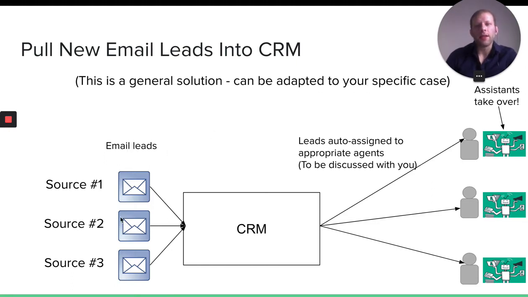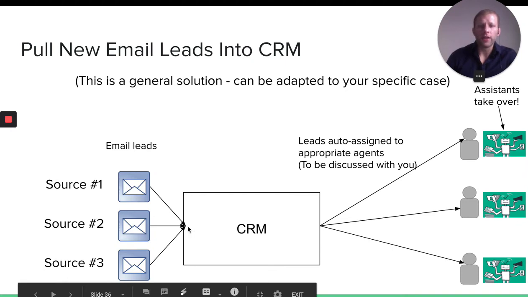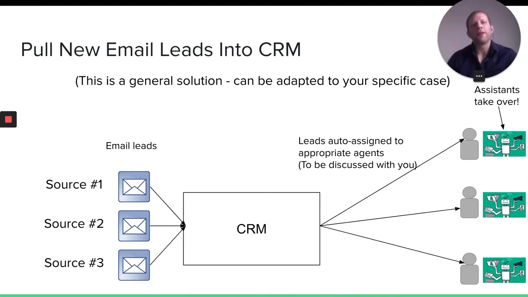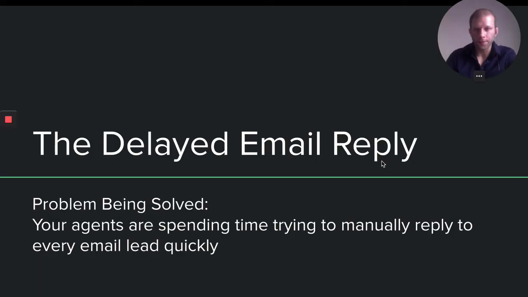So you have email leads coming in. They would go into the CRM directly, and then the leads would get auto-assigned to the appropriate agents, to be discussed with you, who you'd want them assigned to. And then, of course, the assistant kicks in, and then none of them can fall through the cracks at any point. So it just streamlines the whole process from start to finish, so there's no manual work involved.